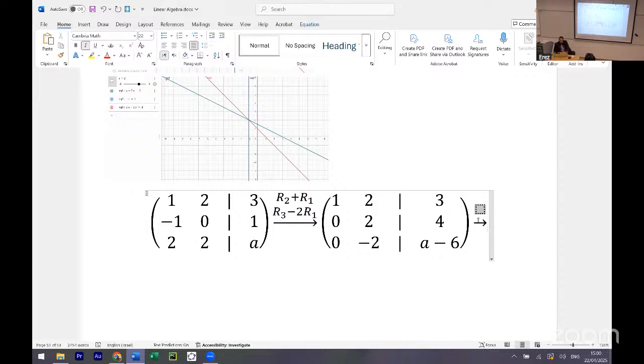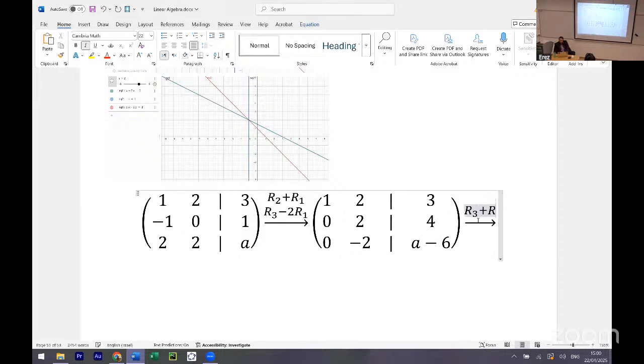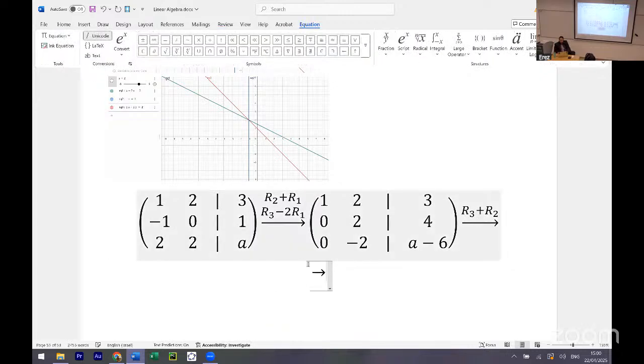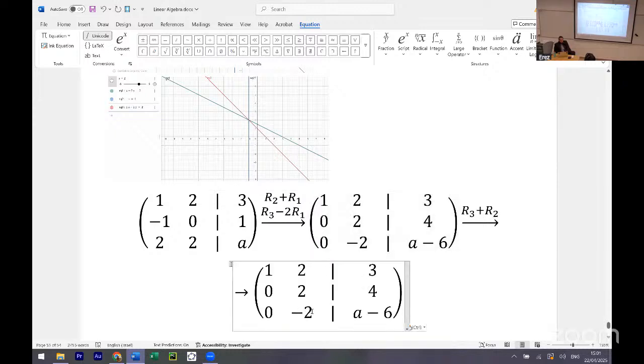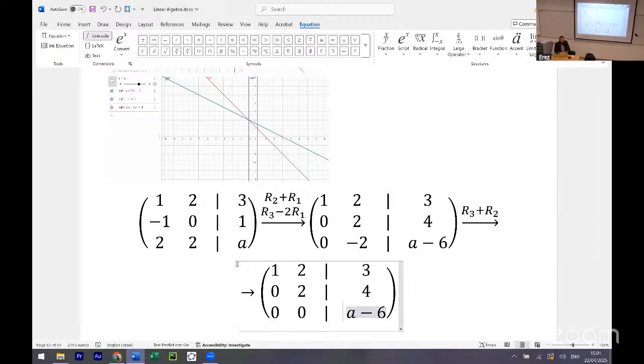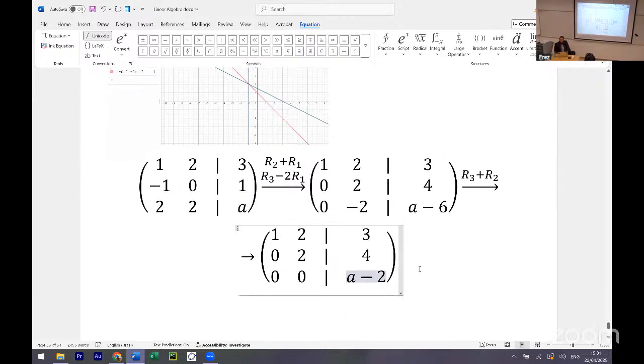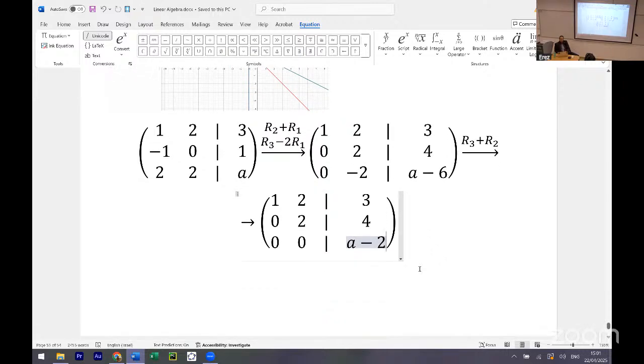So R3 plus R2. And we get to the following matrix. It's a different matrix, but the system has the same set of solutions. So you get 0, and here you get A minus 2. First of all, you see, we find algebraically, we're not sure yet, I will tell you in a second, but we see A and 2, and it looks good. So now, what do you think we should say?